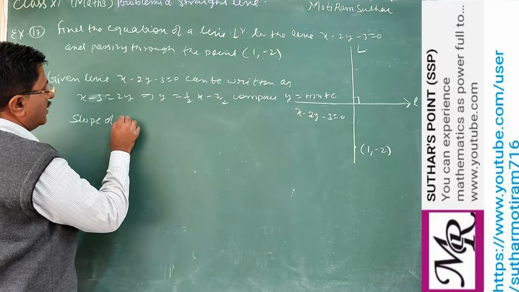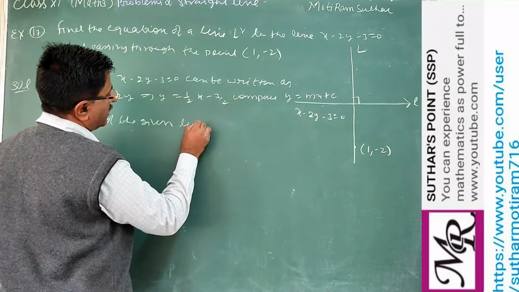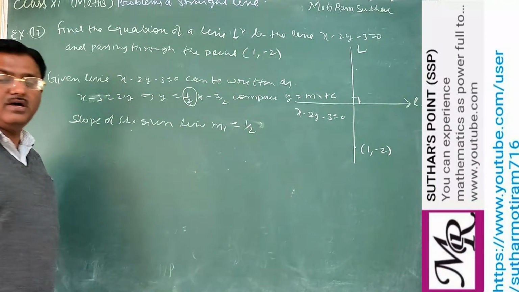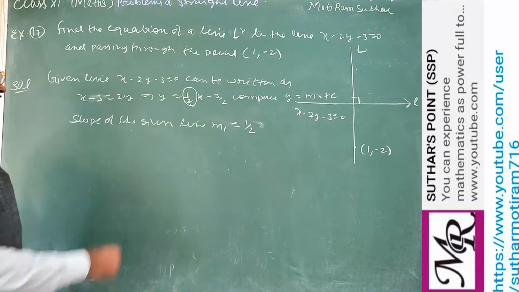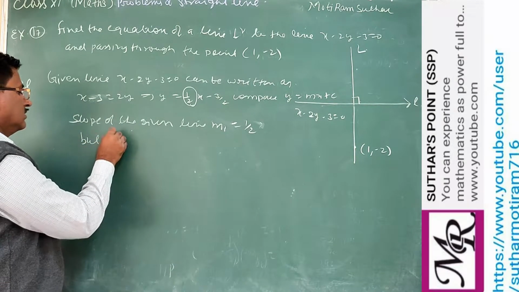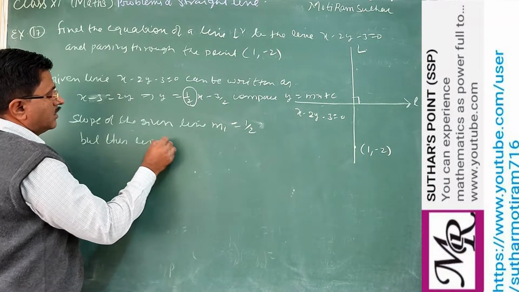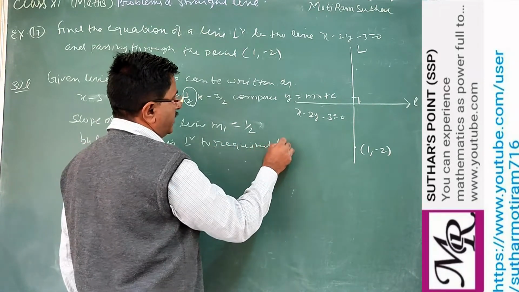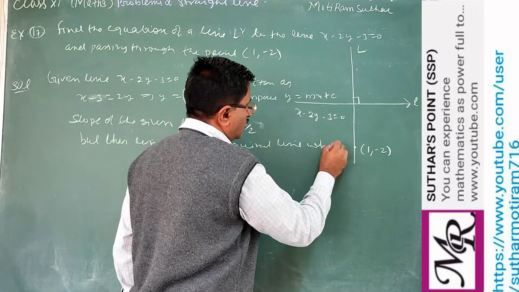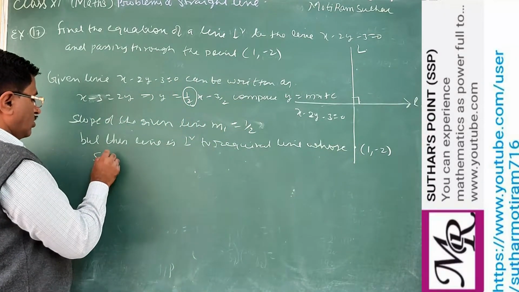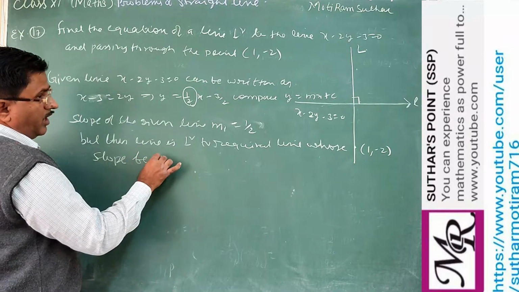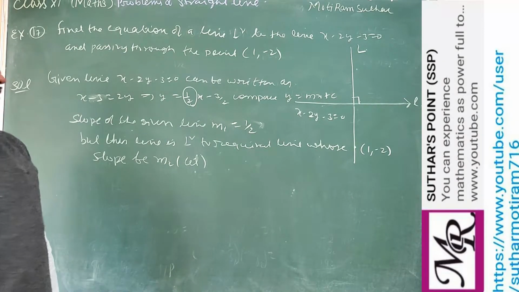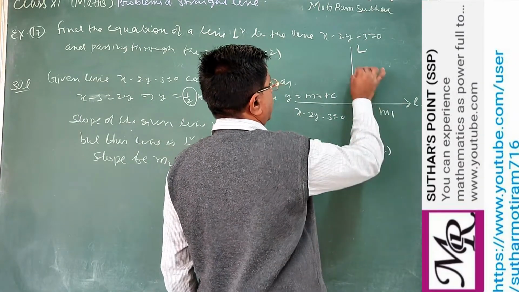Slope of the given line, so m1 equal to the coefficient of x. So this is the slope of the line. But this line is perpendicular to the required line, whose slope we suppose to be m2. So this line has slope m1 and the required line has slope m2.